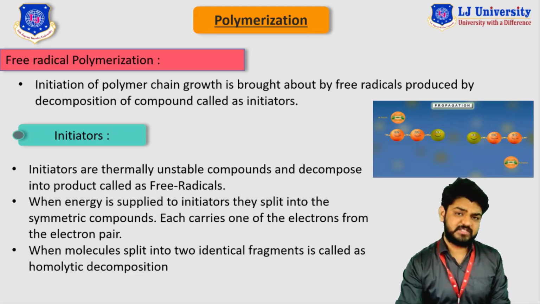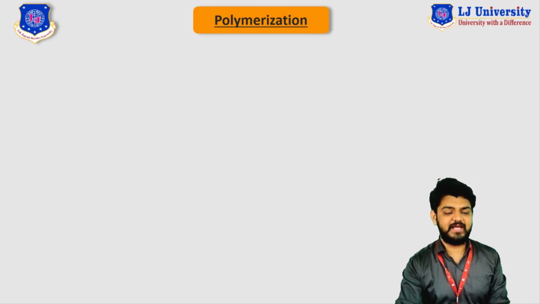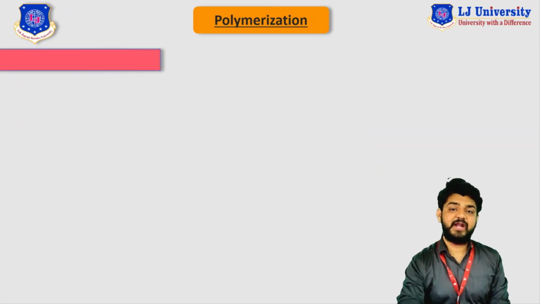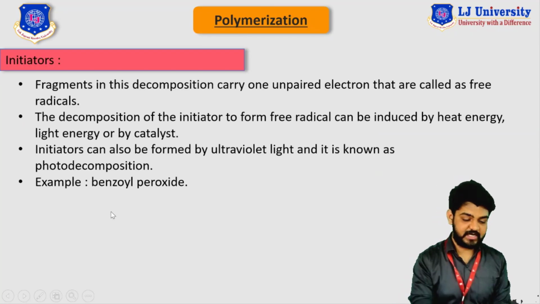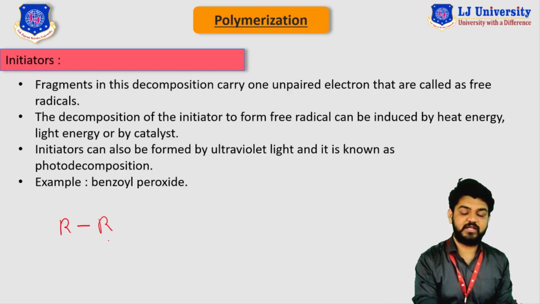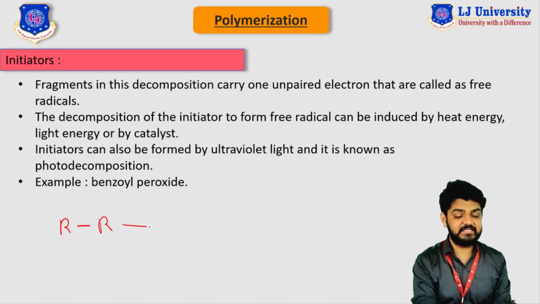So now let me further explain what we really mean by these initiators. Let's suppose this R-R is our initiator, like this. Here on the screen you can see that this R-R is our initiator. Then we can represent this initiator in this way as well: R, two dots, R. So here these two dots represent their electrons.